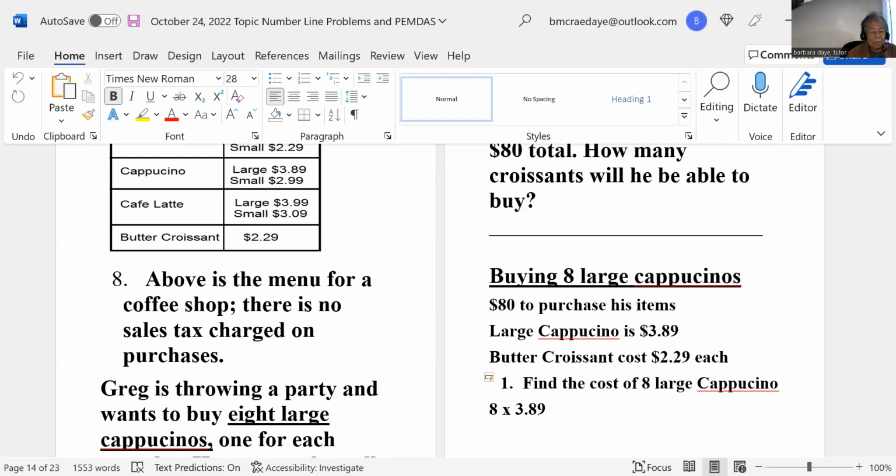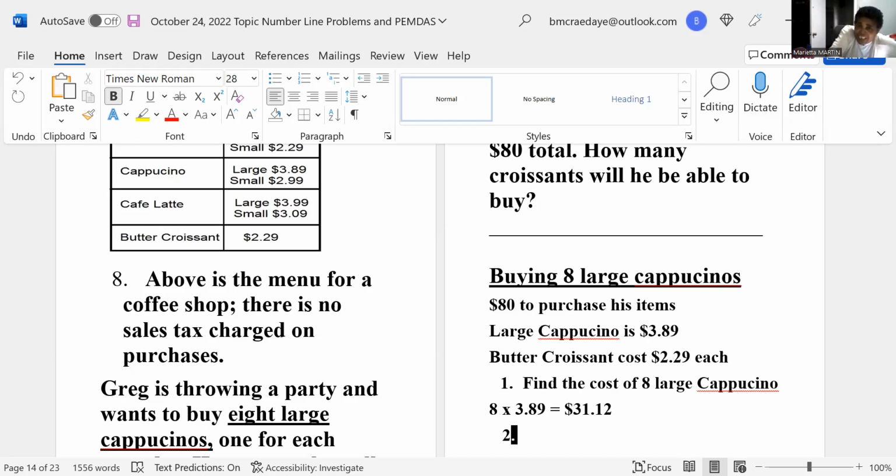That's your first step. 8 times 3.89. Okay, I'll give you the answer for that one. That's $31.12. Yes, right. Okay, so that's $31 and 12 cents. Okay, now what will be your second step?